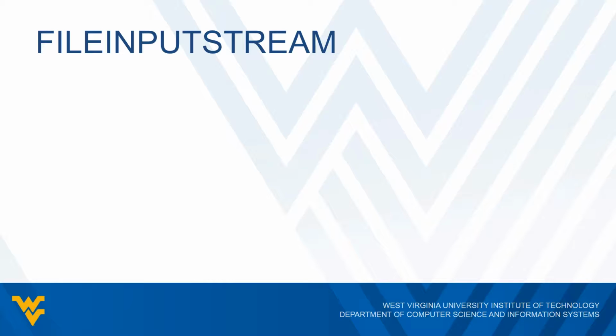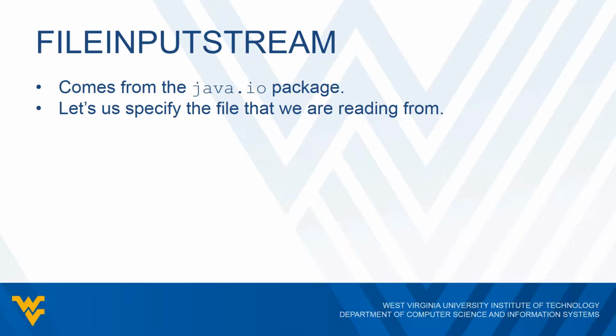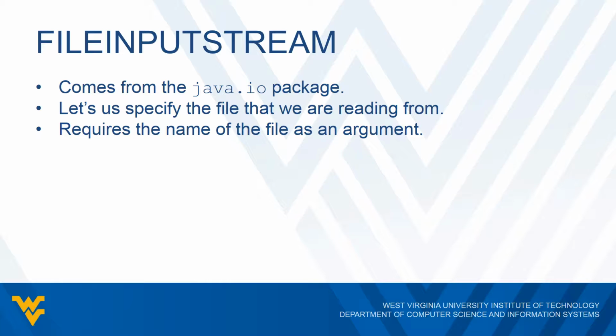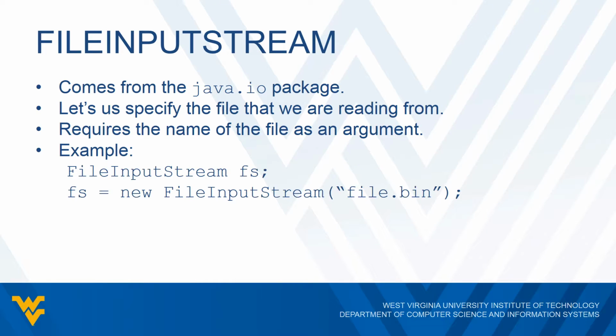And this is pretty much the same thing as the file output stream class. The only difference is we're reading from a file instead of writing to it. So this also comes from the java.io package, and we just specify the file that we're reading from. So just like the file output stream class, we do need to include the name of the file as an argument. So let me give you an example, something like this.